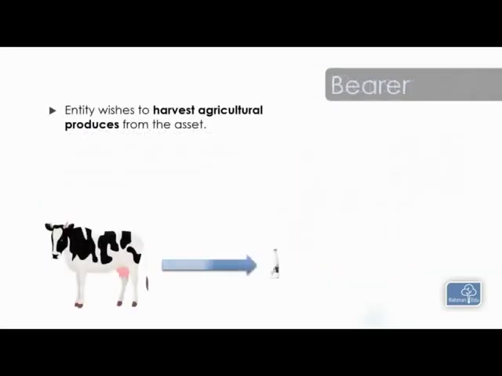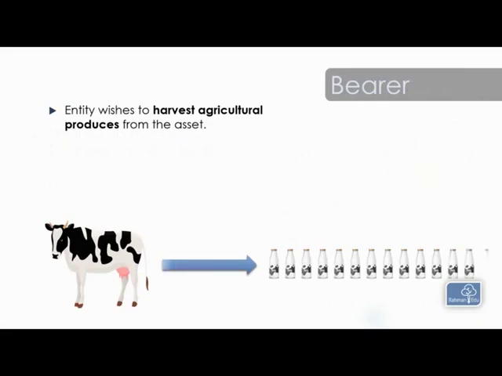Then we have bearer. Here, the entity doesn't wish to harvest the biological asset, rather the entity wishes to harvest agricultural produce out of this biological asset. Means the company is not going to end the life of this cow and the company is not going to take the meat of this cow, skin of this cow. Rather, the company will take milk out of this biological asset. And then this biological asset can be considered as a bearer biological asset.